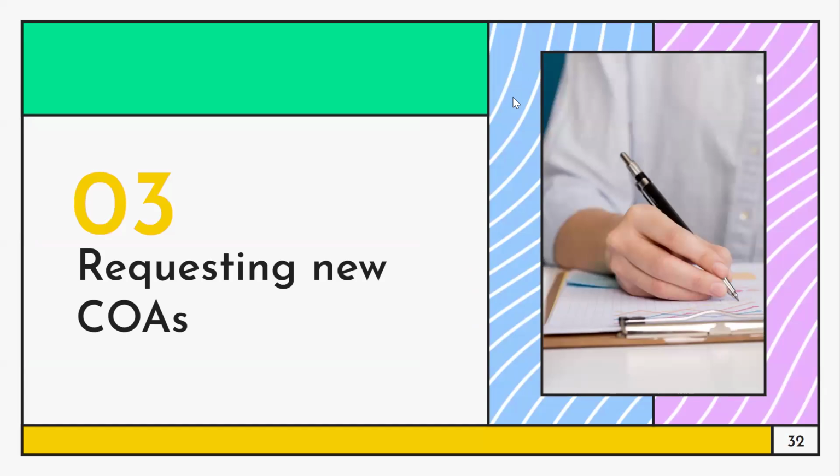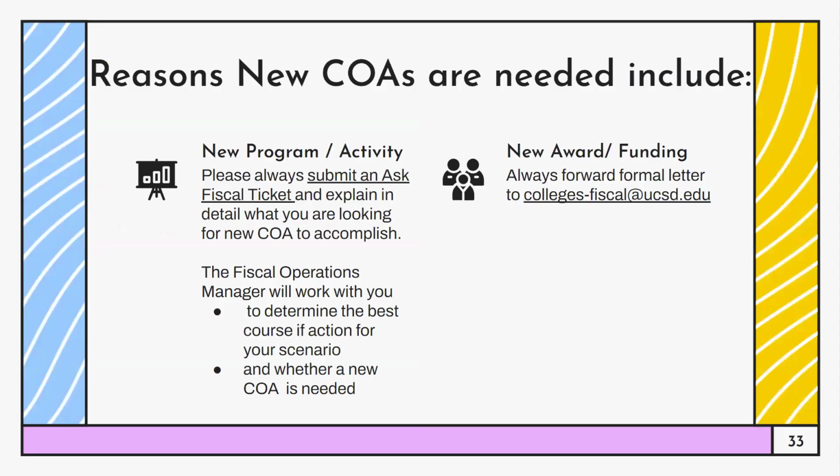Now, if you need to request a new COA, there's a couple of scenarios where our team has experienced this is needed. The first is if you're doing a new program or activity at your college, and whenever you have one of those and you would like a new COA, you can submit an Ask Fiscal ticket and explain in detail what you're looking for that COA to accomplish.